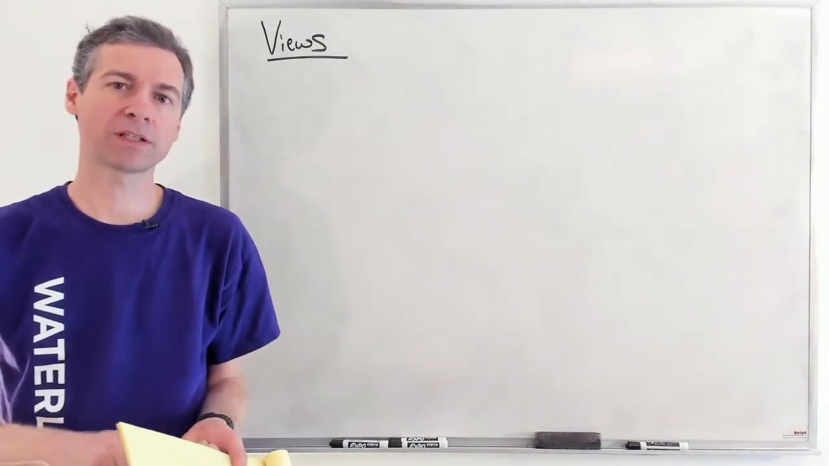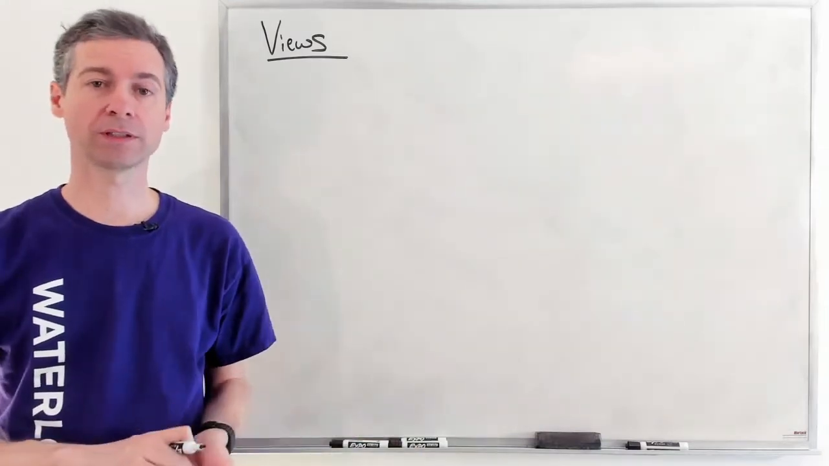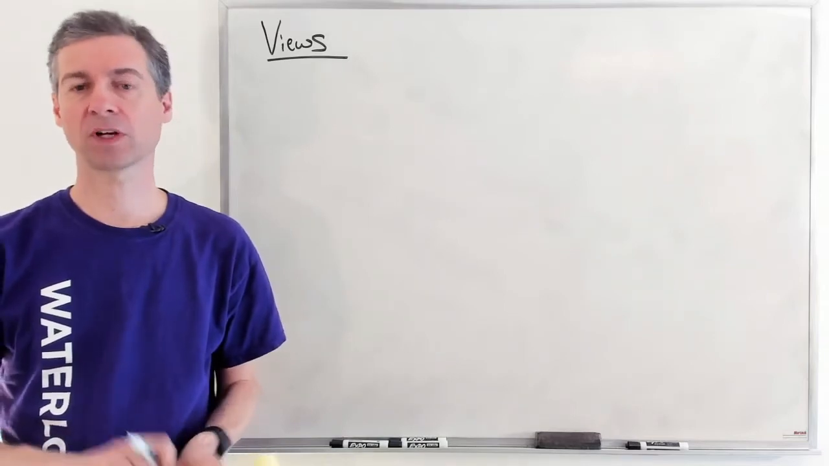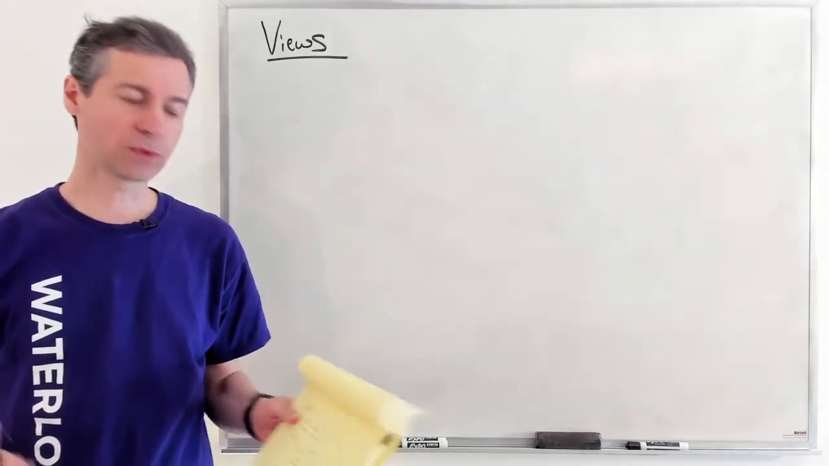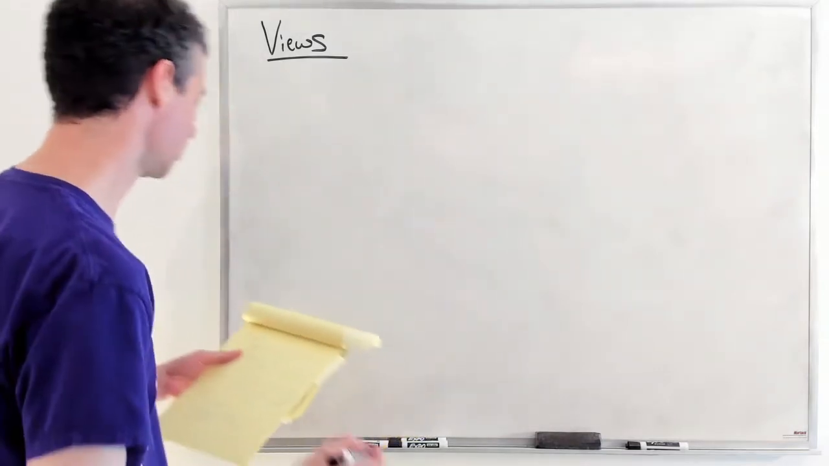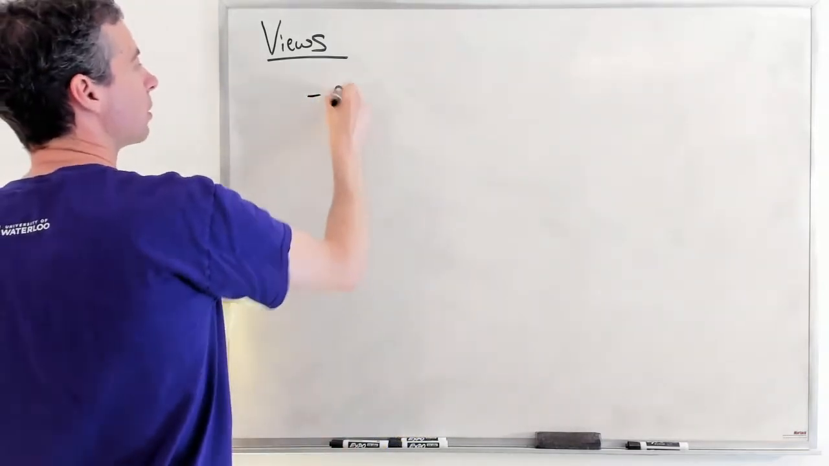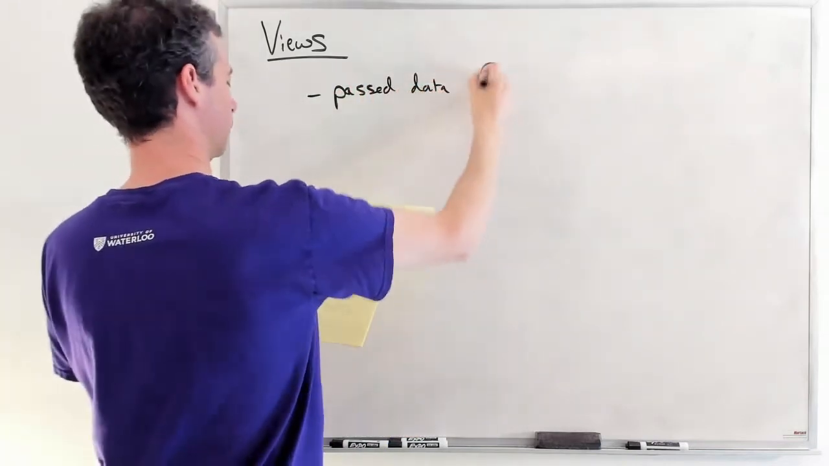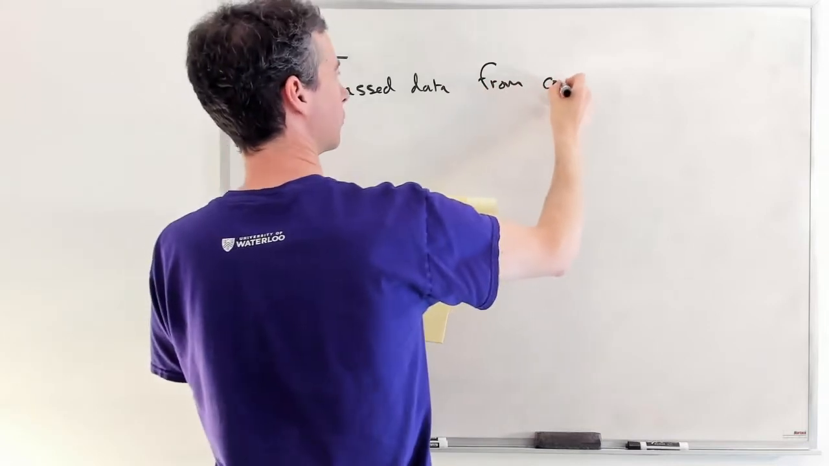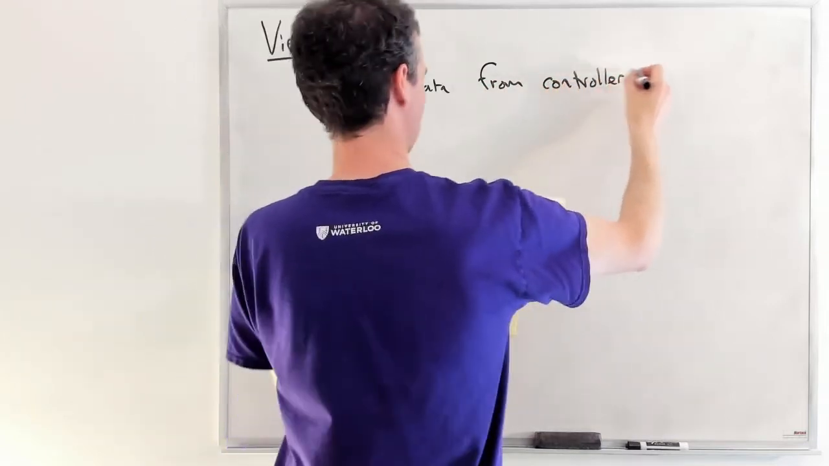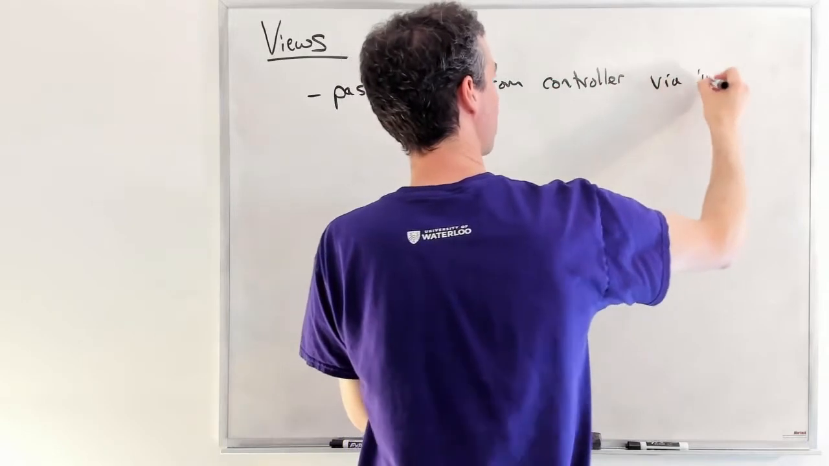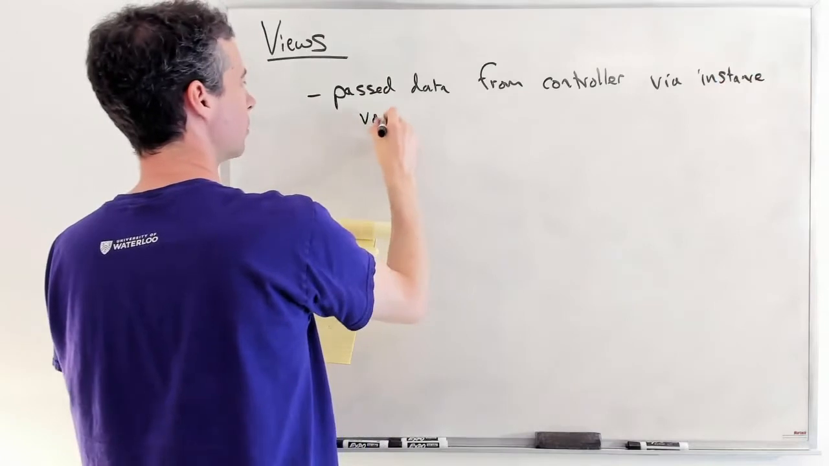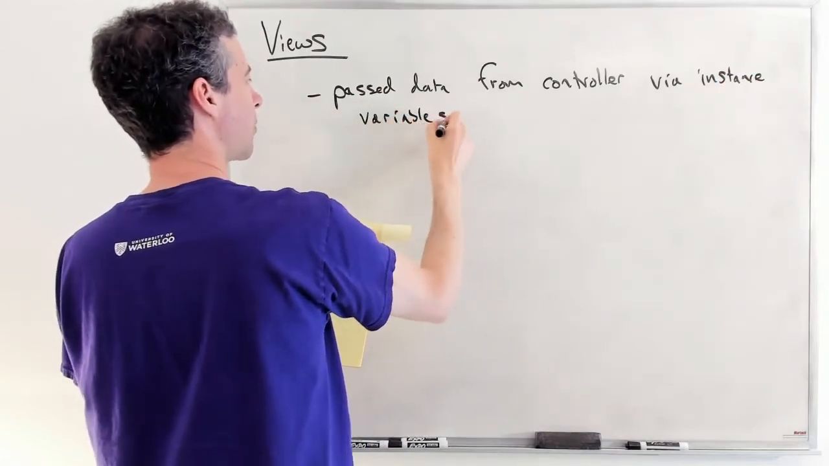Okay, let's keep talking about, we're working on routes, controllers, and views. We've talked about routes, talked about controllers. Let's talk about views now. So views are passed data from the controller via instance variables. So any instance variables that you have in the controller will be made available.